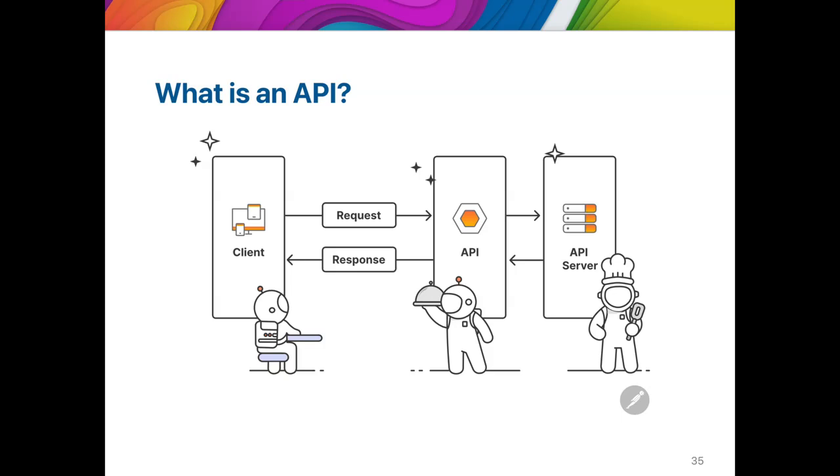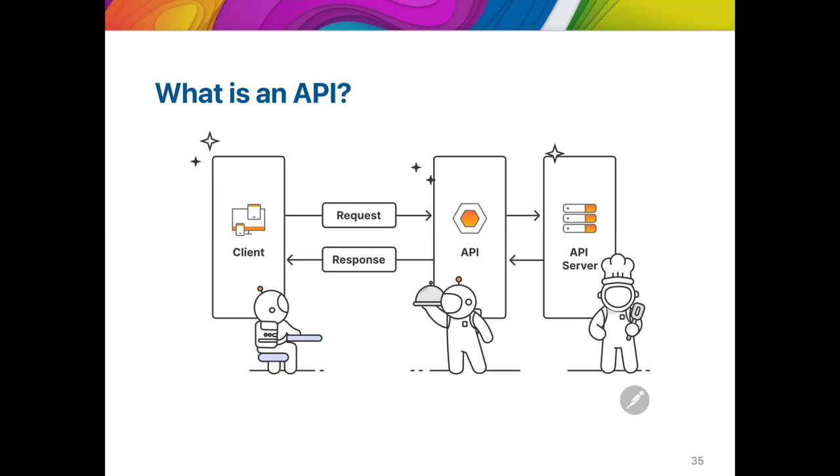Then you as the client, the paying customer, consume that food or that data as a response from the server or the API. The client can then use that data for its purposes. So that's just the basic idea, the gist of an API.